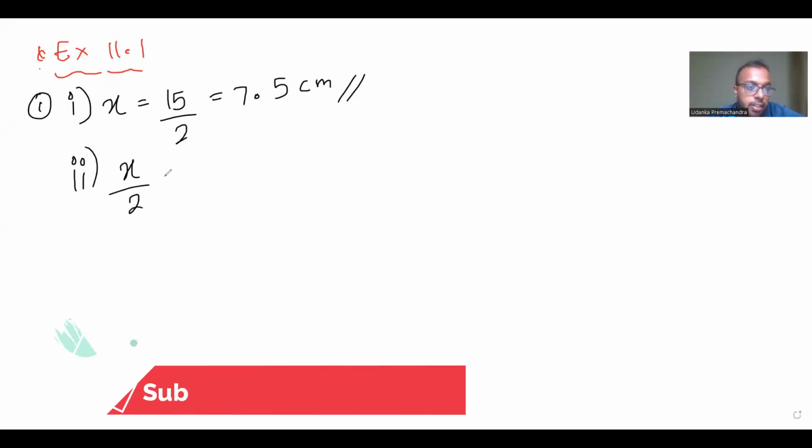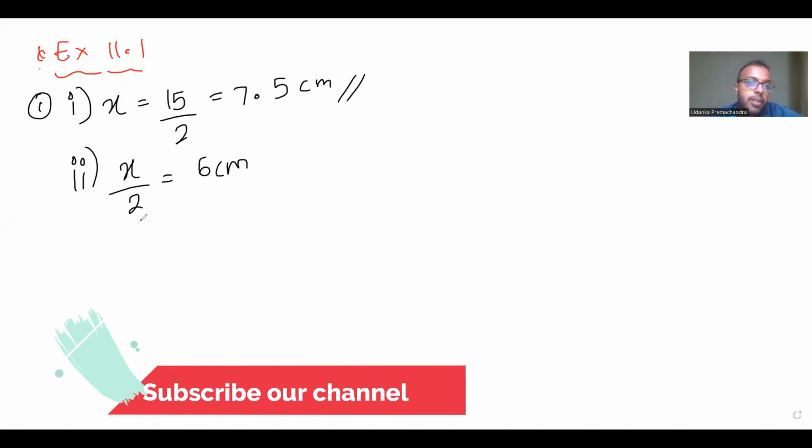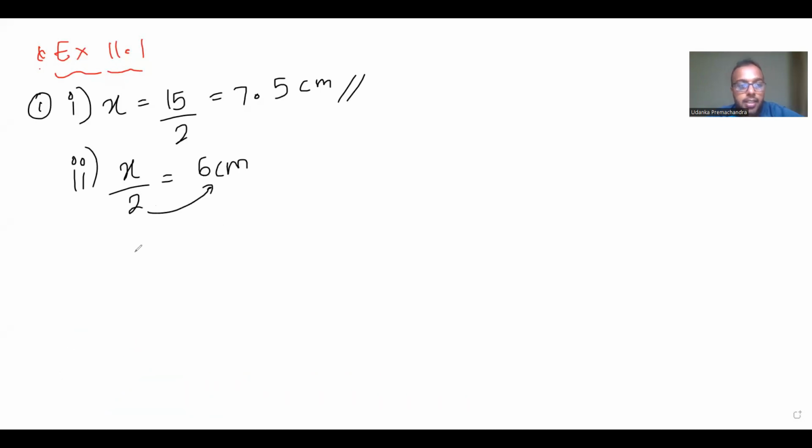X divided by 2 should be equal to 6 centimeters. Divide 2 goes to the other side. X equals 6 multiplied by 2. So x equals 12 centimeters. Yeah. You can imagine and just write it. It is okay. Doesn't matter.